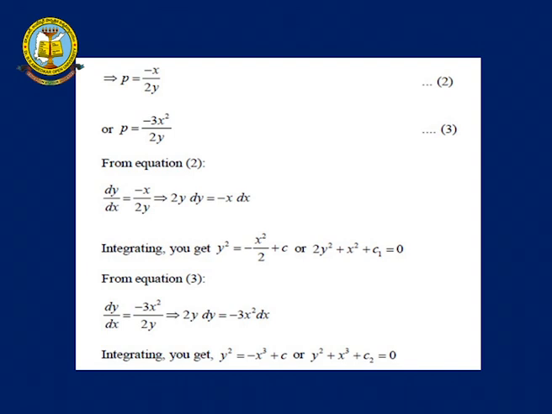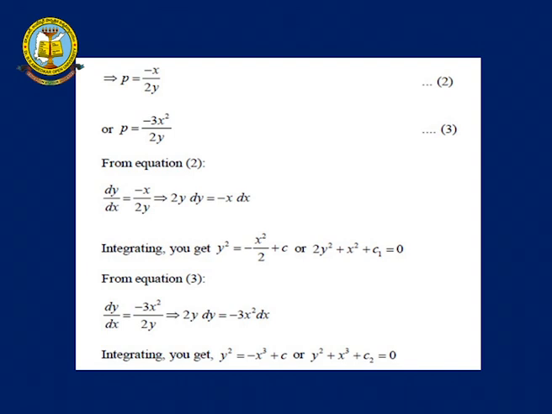Now, let us see from equation 2. We already know that p equal to dy by dx. So, dy by dx equal to minus x by 2y. Now, using variable separable, we can write 2y dy equal to minus x dx. Now, doing the integration on both sides, y dy integration is y square by 2. The 2 gets cancelled and we get y square, and x dx integration is x square by 2, and the minus is already there, so minus x square by 2 plus c. Taking the LCM, finally we get 2y square plus x square plus c1 equal to 0.